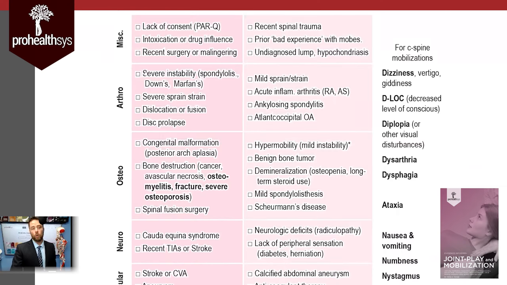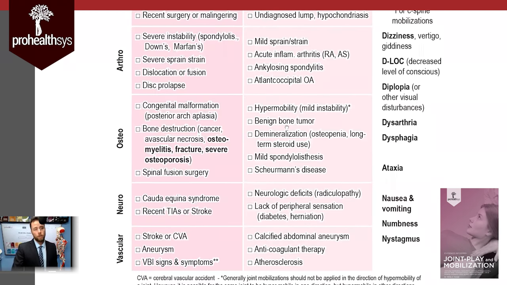Next, under the arthro, we have severe instability, like spondylolisthesis could be there, Down syndrome, Marfan syndrome, severe sprain strains, don't go thrusting on that, dislocations or fusion or full disc prolapse might be an absolute contraindication. Relative would be a mild sprain strain, acute RAs like RA or AS could be flaring up. I don't know why I put ankylosing spondylitis twice there, but whatever. Atlanto-occipital osteoarthritis potentially.